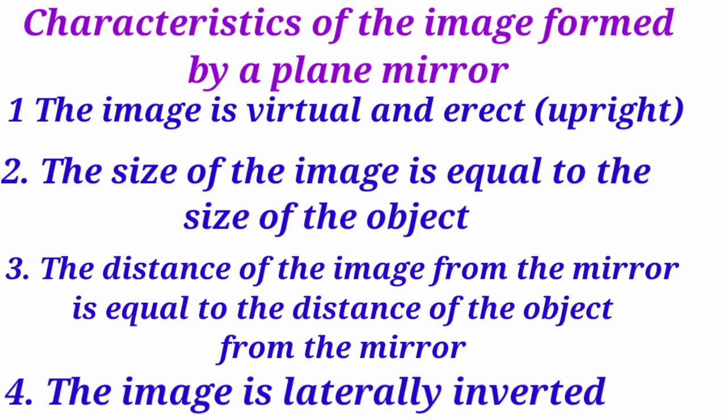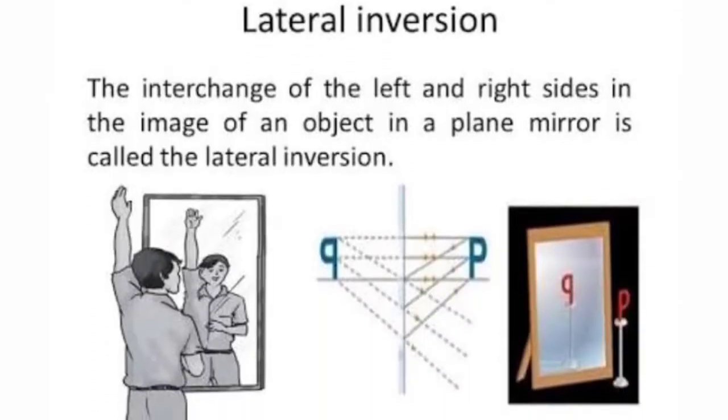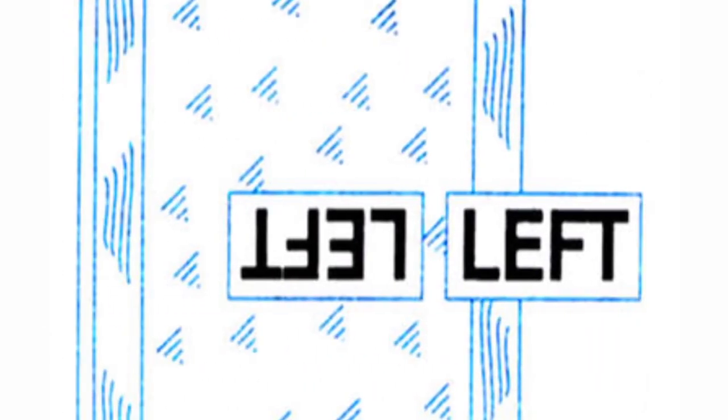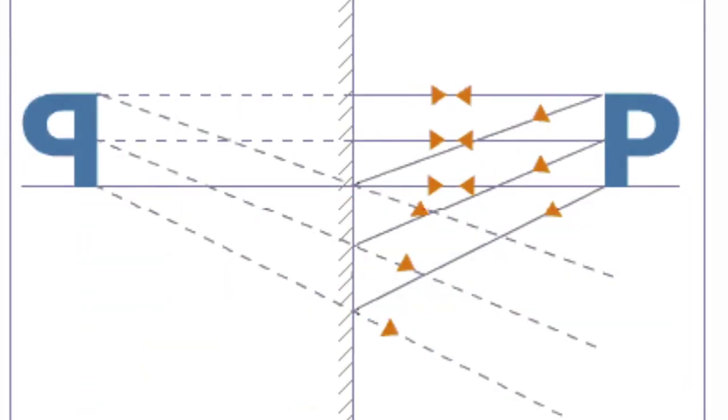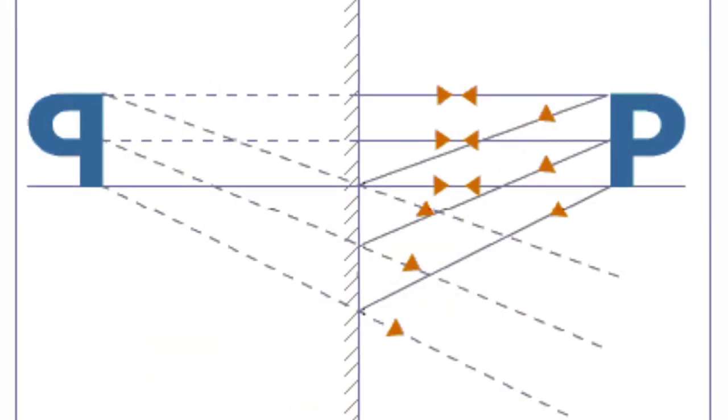So now we understand what is lateral inversion. Lateral inversion means simply the left side of the object appears to be on the right side and the right side of the object appears to be on the left side. So this is known as lateral inversion. Now you see some pictures so that you can understand the lateral inversion. See this picture. This is an example of lateral inversion. How the right of the object appears left in the image and the left side appears right in the image. So this is the lateral inversion. Lateral inversion is also a characteristic of the image that is formed by a plane mirror.